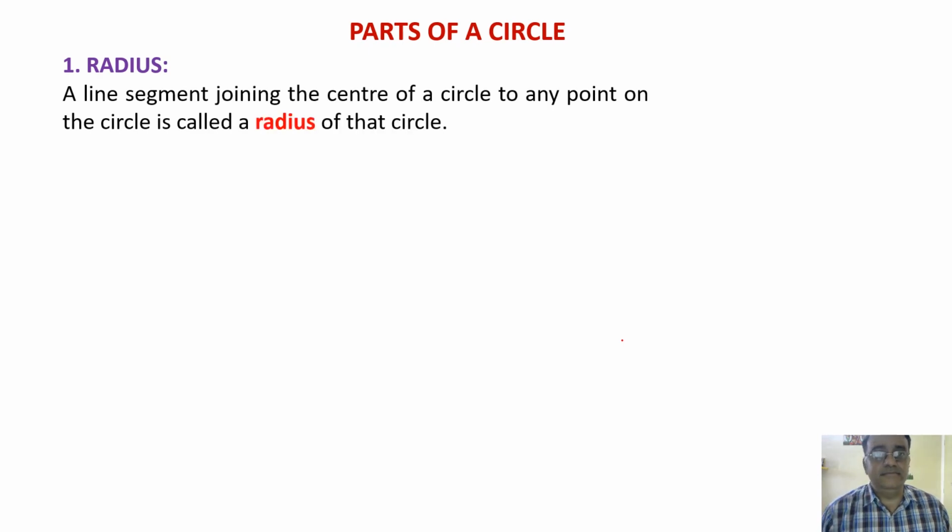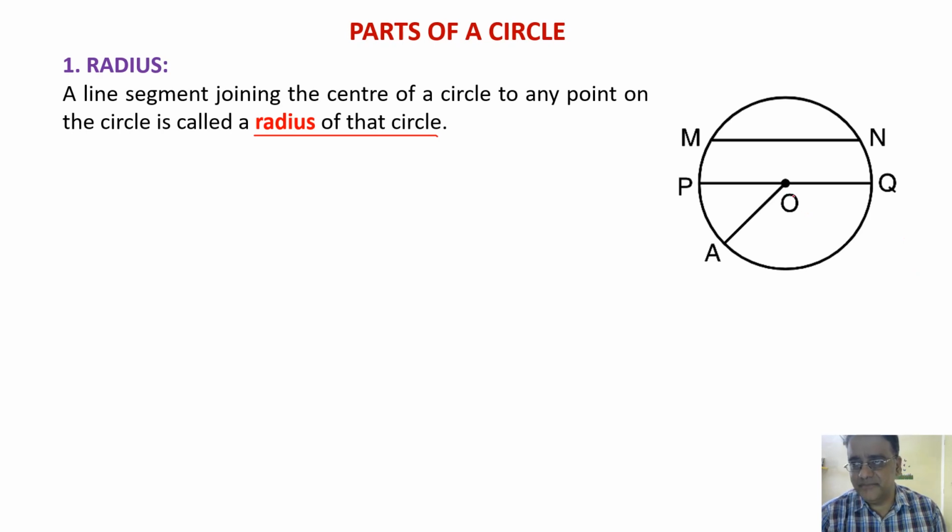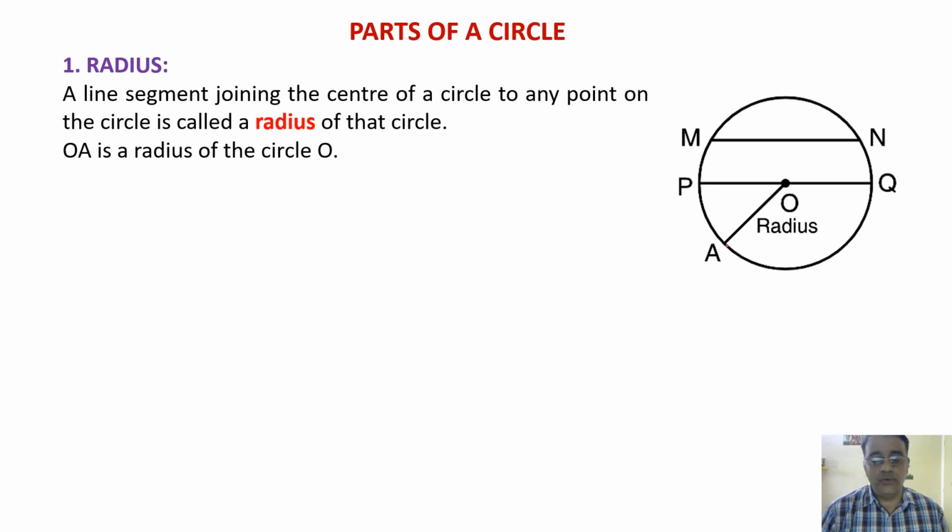So the first part is radius. A line segment, listen carefully, a line segment joining the center of a circle to any point on the circle is called the radius of that circle. See this figure, this is the center, and this is a point on the circle. So this line segment OP is the radius. Similarly, OQ is the radius. Similarly, OA is the radius in this figure.